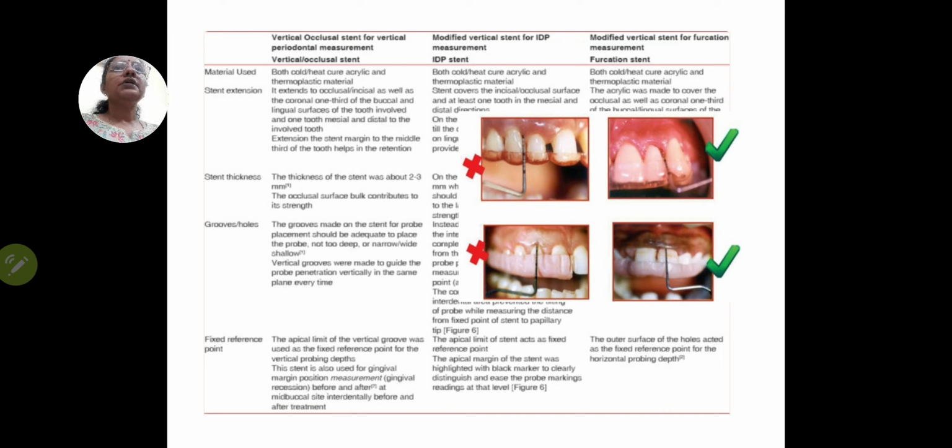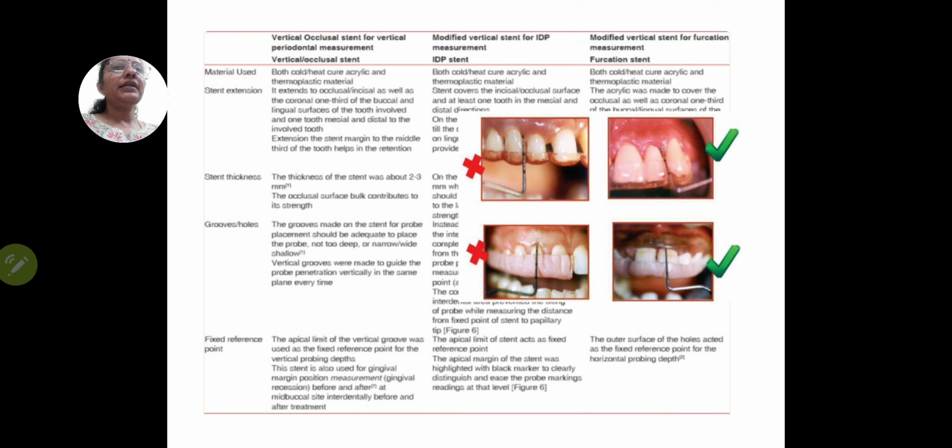Talking about the vertical occlusion stent first. Here the thickness of the stent, as I have stated, is usually 2 to 3 mm, and the occlusal surface bulk contributes to its strength. The material is acrylic or a thermoplastic sheet, and the grooves are made in the stent for probe placement. It should be adequate to place the probe, not too deep or narrow, and the vertical grooves are made to guide the probe penetration vertically in the same plane every time the measurement is taken.